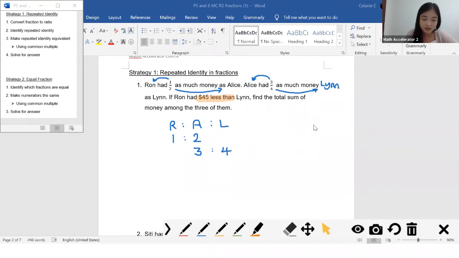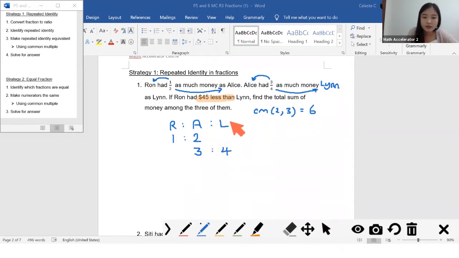Identify repeated identity. Good. So you have Ron, Alice, and Lynn. The repeated one, you can see here, this first set of ratio has Alice, and the second one also Alice. So now you have to make them equivalent, since it's repeated, Alice should be the same, correct? So common multiple of 2 and 3. What's the first common multiple? Yeah, 6, good.